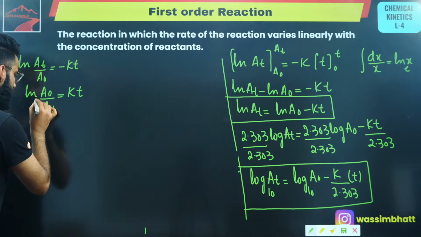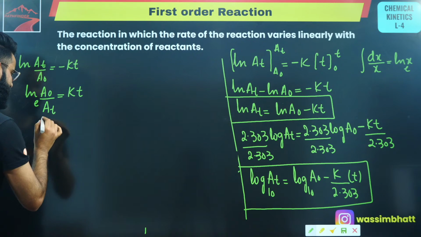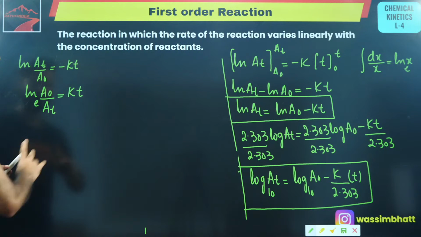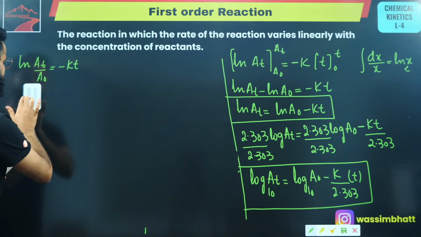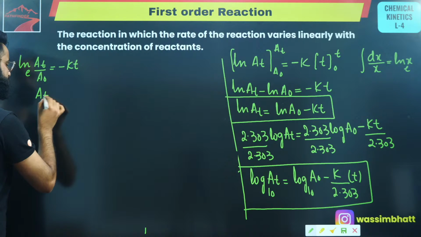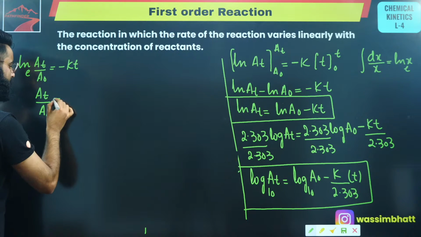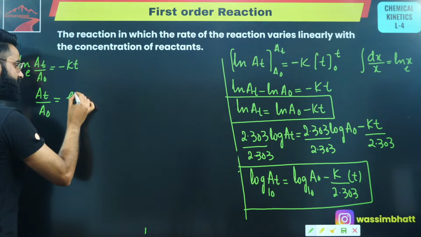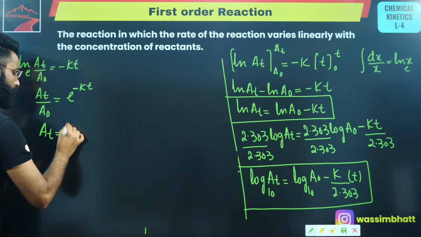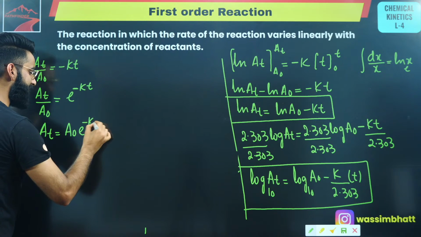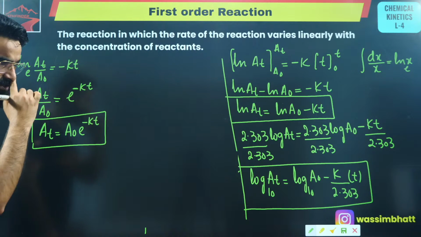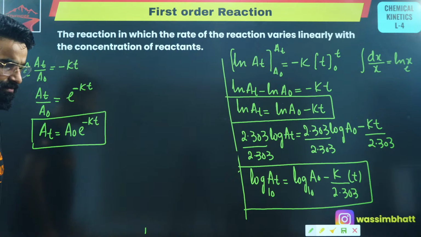What is the base of the ln over here? It's e. I'll be writing At divided by A0, and converting it into exponential form, it's going to be e raised to the power minus kt. Or I can say At is equal to A0 e raised to the power minus kt. This is one more form of the integrated rate equation of first order reactions. As simple as that.